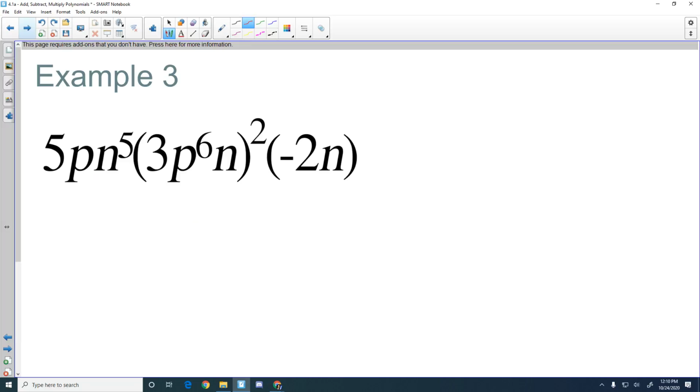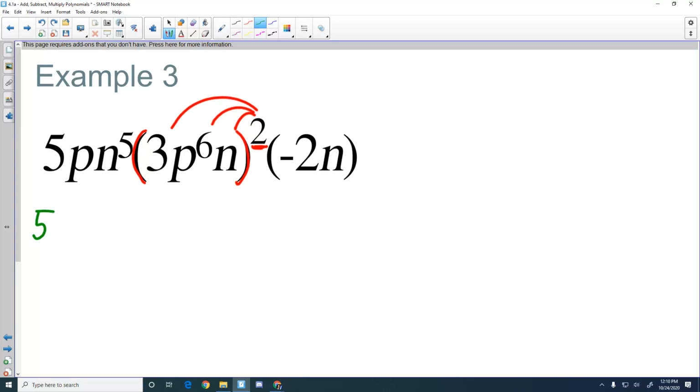Moving on. All right, we got a lot of stuff going on here. A bunch of different monomials all being multiplied together. First rule is to always get rid of parentheses. Right here, we've got these parentheses all being squared. So I'm going to distribute that 2 inside the parentheses to each one of those bases.